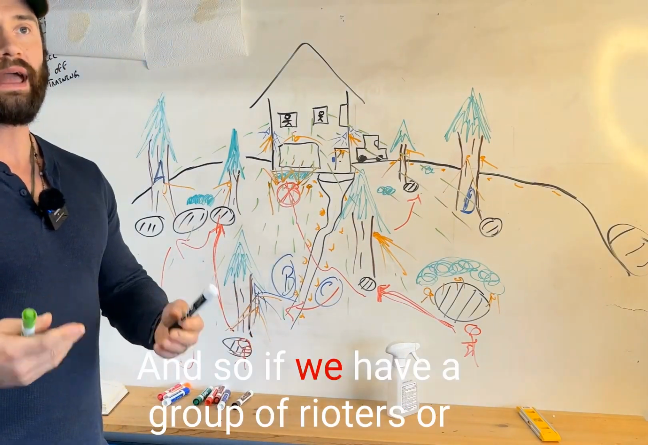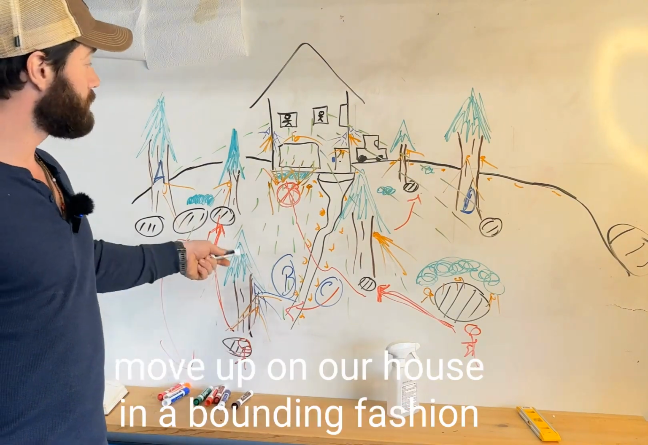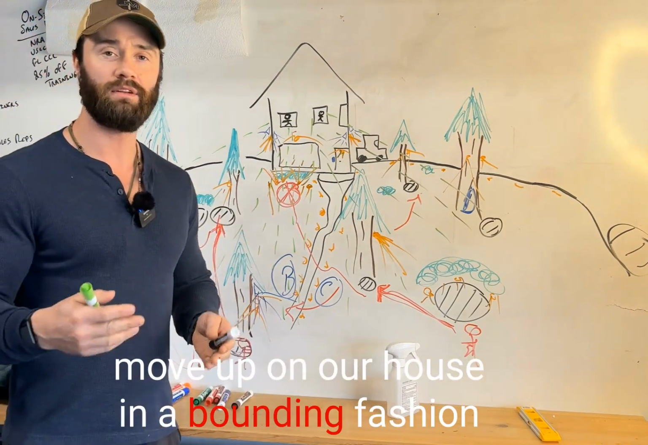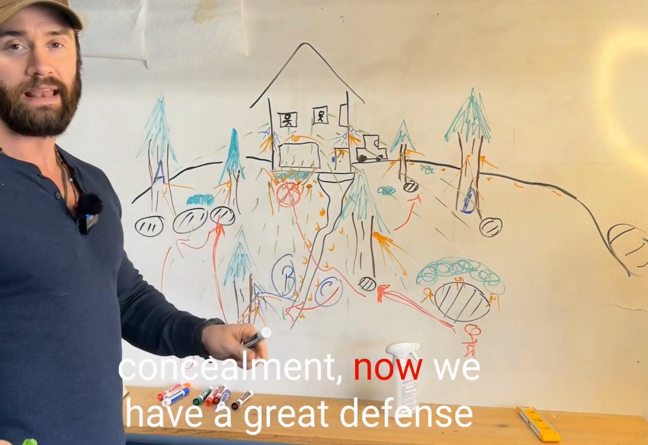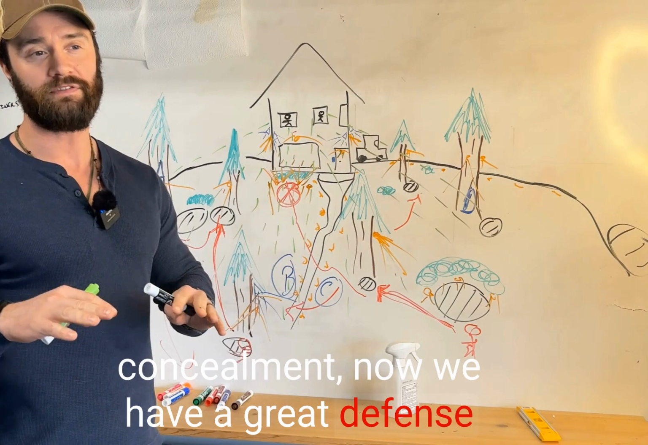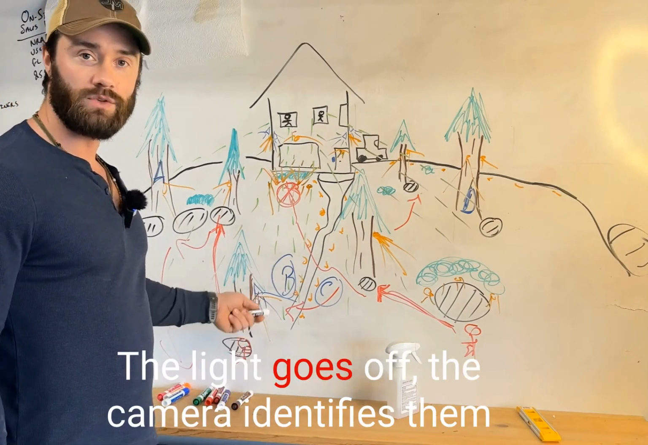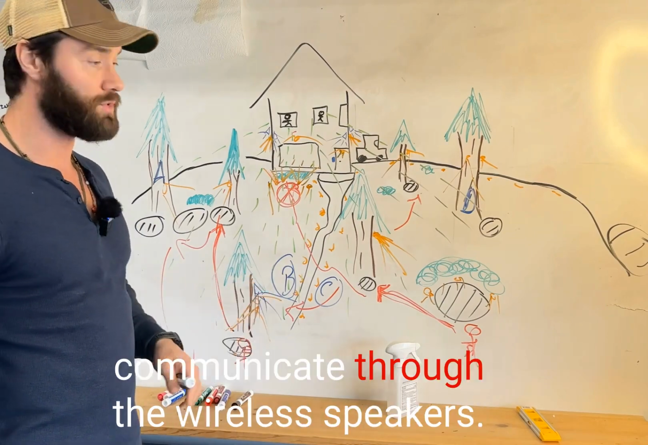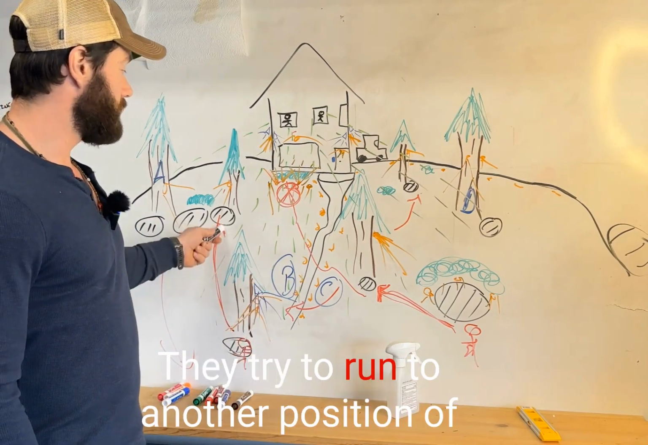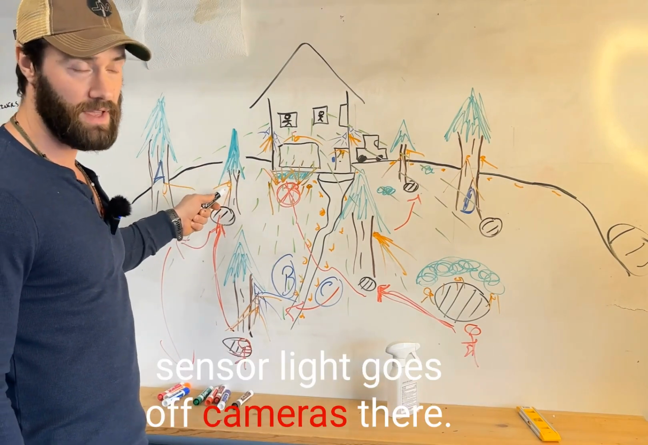And so if we have a group of rioters or organized criminals that are attempting to move up on our house in a bounding fashion by utilizing dead space for cover and concealment, now we have a great defense and layered strategy. They attempt to come up in the dead space, the light goes off, the camera identifies them, and we can see who they are, possibly even communicate through the wireless speakers. They try to run to another position of cover and concealment, same process. Motion sensor light goes off, camera's there.